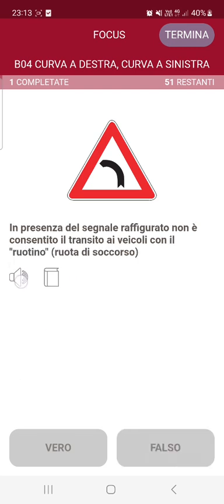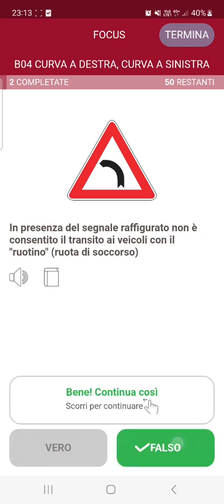So the question said this sign makes it obligatory for you to maintain your left side. Is a lie. Falso. In presenza del segnale raffigurato non è consentito il transito ai veicoli con il ruotino ruota di soccorso. Falso. Ruotino. So this question says that it does not consent, when you see this sign, for vehicles with small tires to drive on the road. That is a lie. This road does not forbid any vehicle to drive. It's only telling you that you are in a sharp corner, okay. In Italy it's called Curva a Sinistra.